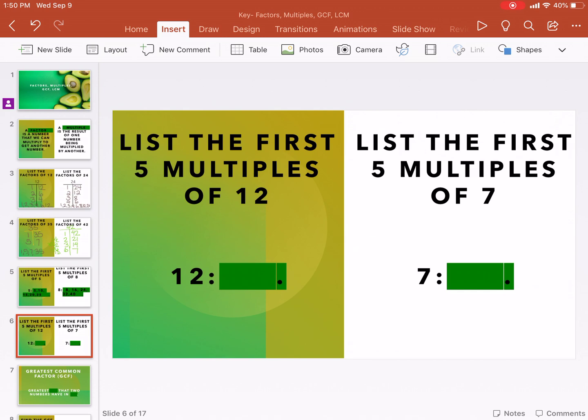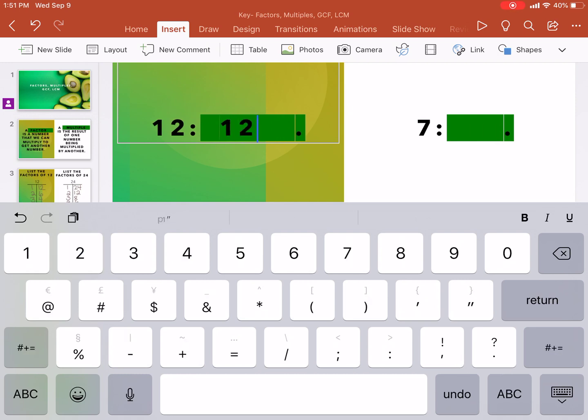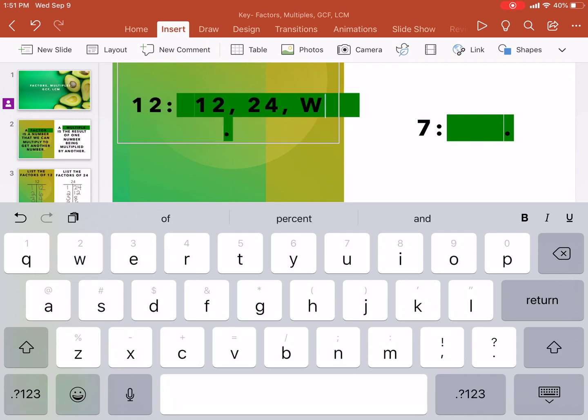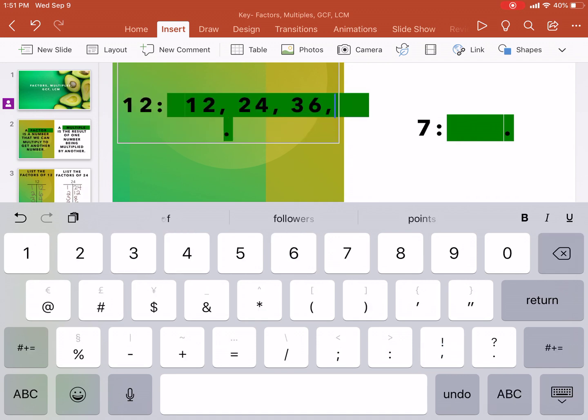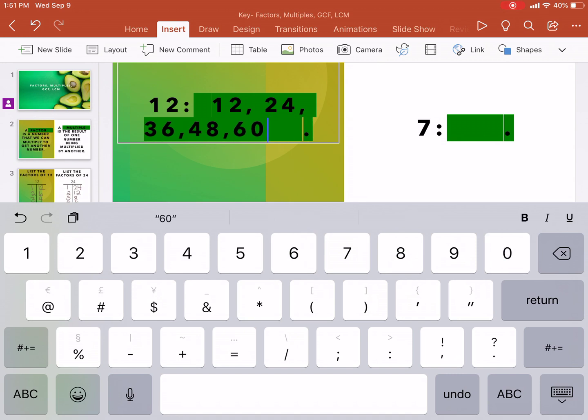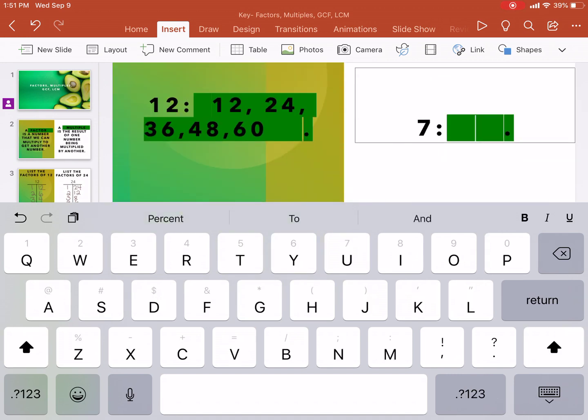Go ahead and do this one, and list out the multiples of 12 and then list out the multiples of 7. Go. 12, 24, 36, 48, and then 60. Make sure you have those filled in right.